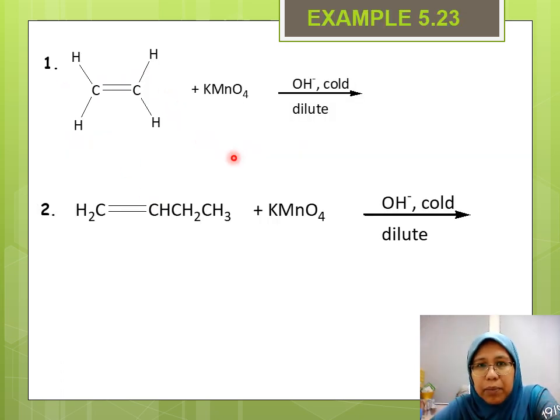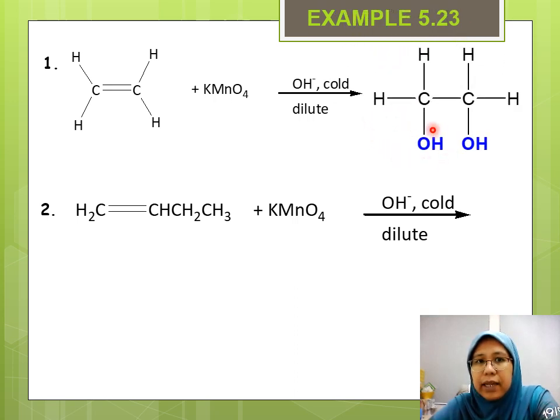Let's look at example 5.23, question number 1. As you can see here, the reactant given is an alkene which has 2 carbons, which is called ethene. As it reacts with potassium permanganate in basic environment, cold and dilute, it is going to form this compound which has 2 hydroxy groups attached at both of the restricted carbons. So what is the name of this compound? Ethane 1,2-diol.